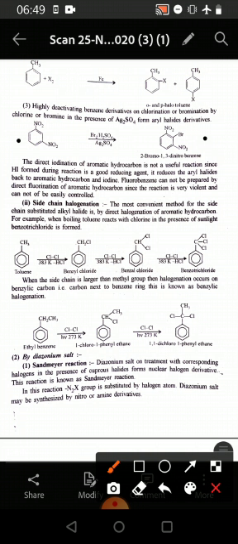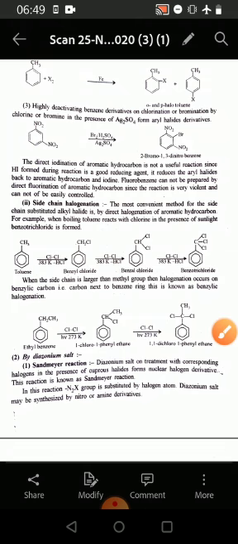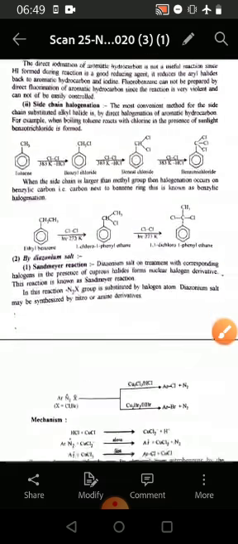Fluorobenzene cannot be prepared by direct fluorination of aromatic hydrocarbons since the reaction is very violent and cannot be easily controlled. Hence, only chlorination and bromination can be directly done, and for iodination and fluorination, specific conditions have to be employed.